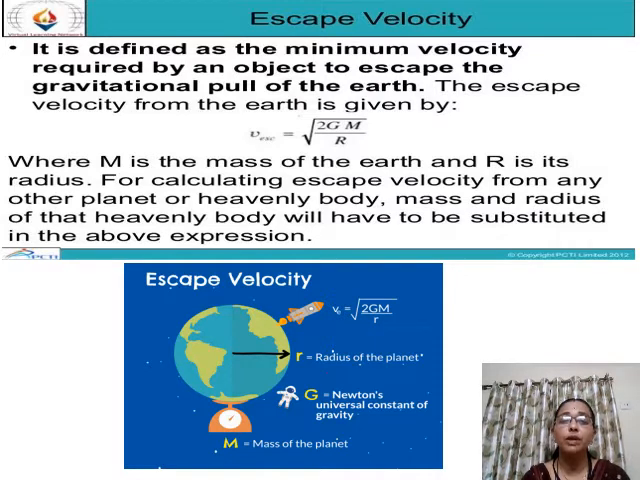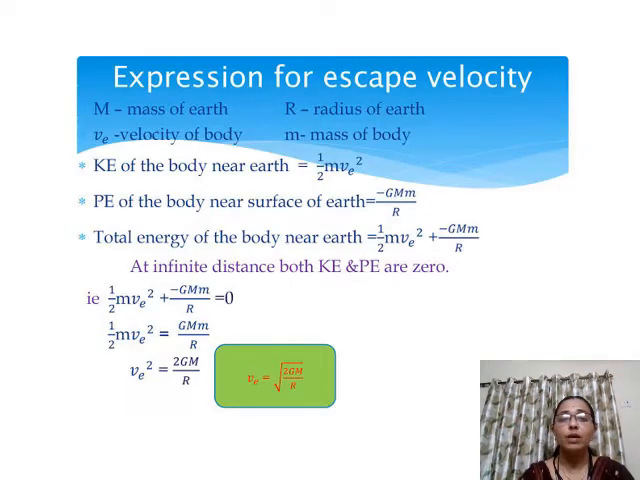This equation is not only for our earth, this equation is for all the planets to escape from their gravitational pull. Now, how is this escape velocity expression derived?